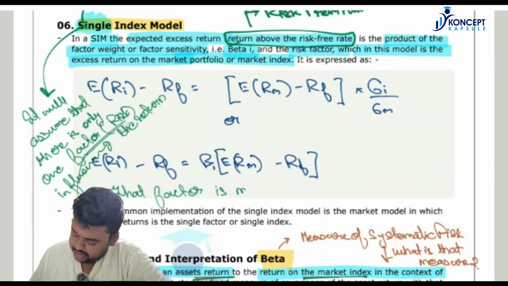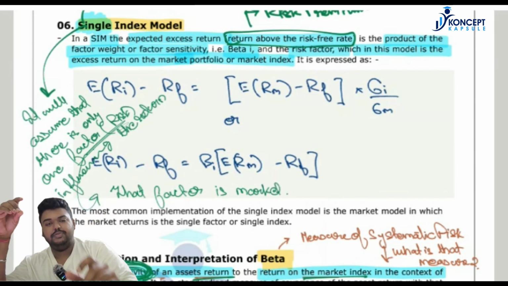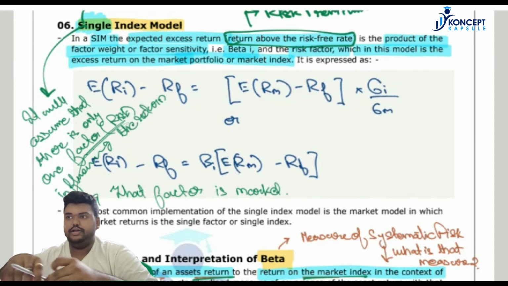That factor is market. Are we clear? What it is saying is that your risk premium is not based on multiple factors. Your risk premium is based on the market factor. So basically the way the market will move, your stocks will be dependent on it.